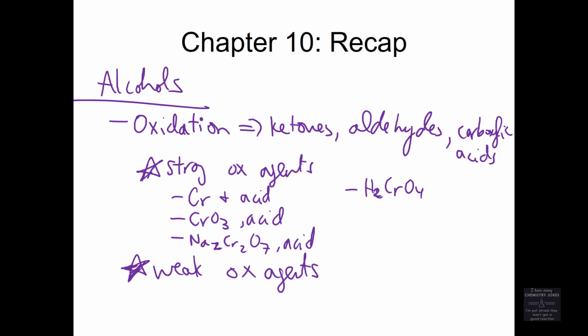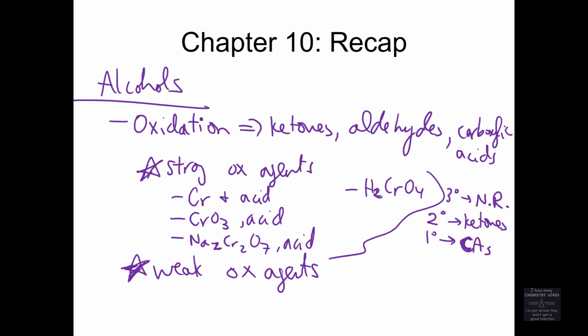What do strong oxidizing agents do? They turn secondary alcohols into ketones. And they turn primary alcohols into carboxylic acids. You don't have room to write the whole word. They turn tertiary alcohols into nothing. No reaction with strong oxidizing agent and a tertiary alcohol. They would turn a methyl alcohol into carbon dioxide. Well, yeah, okay.